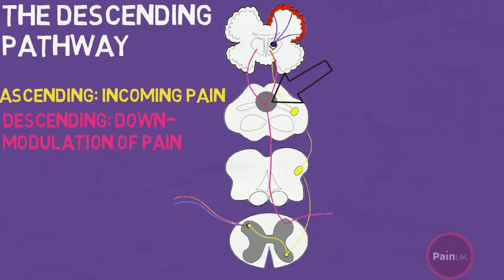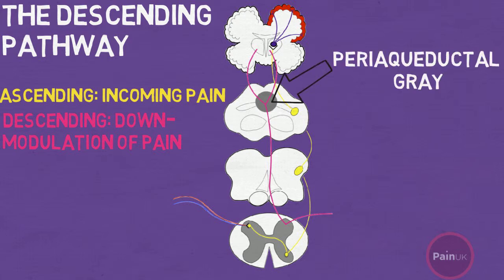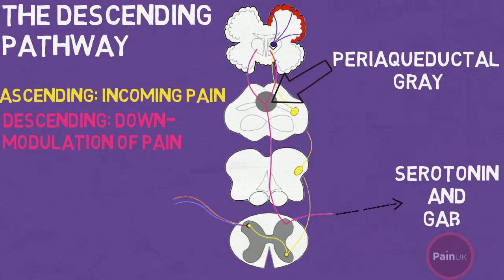This is where your body produces substances to dampen the pain response. Upon ascending pain transmission, the periaqueductal grey area of the midbrain is stimulated due to it being near neurons involved in the ascending pathway. Once stimulated, the periaqueductal grey area will activate inhibitory neurotransmitter producing neurons, specifically serotonin and GABA. Serotonin and GABA will inhibit pain transmission.